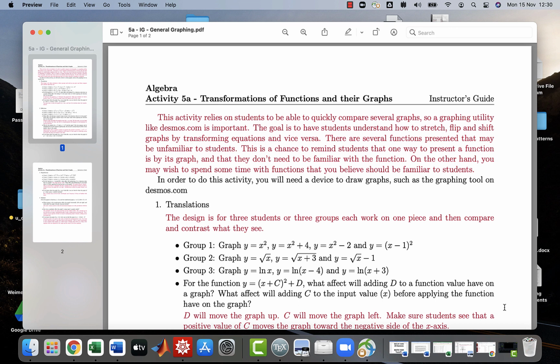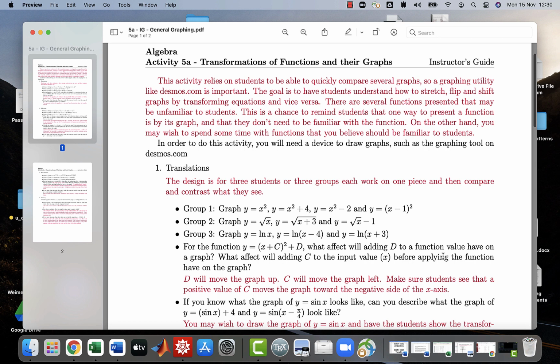What they should see in number 1 is the shape stays the same. The graph just moves one way or the other. And tease out the fact that sometimes the change is up-down, sometimes the change is left-right, and it has to do with the location of the thing causing the change in relationship to x.